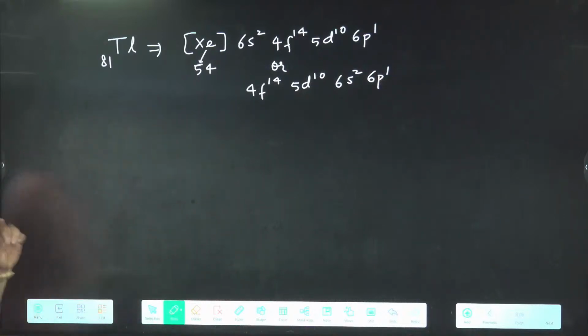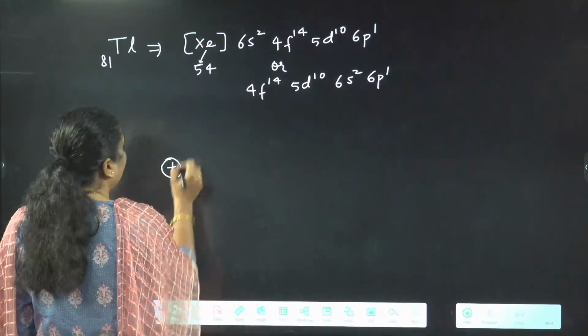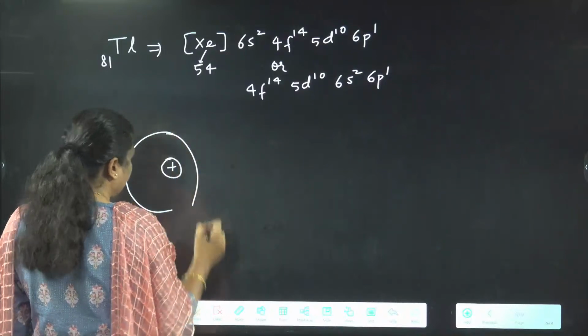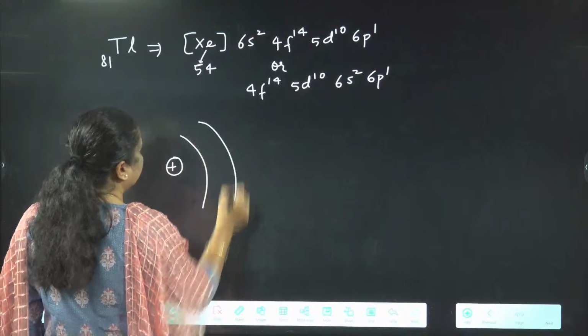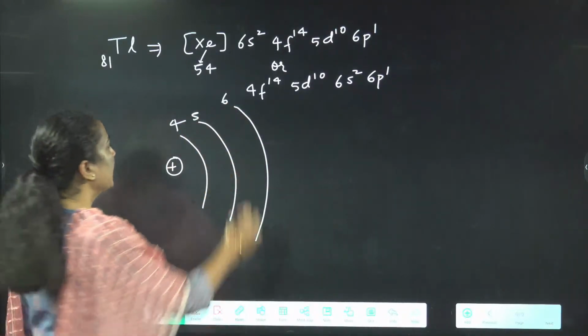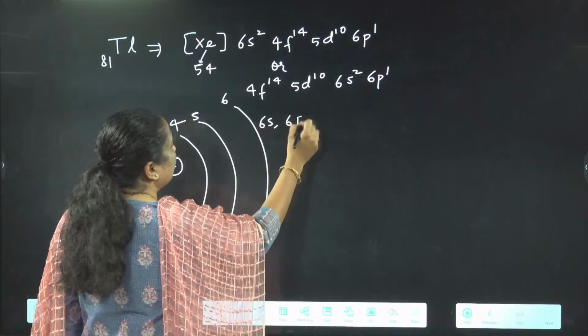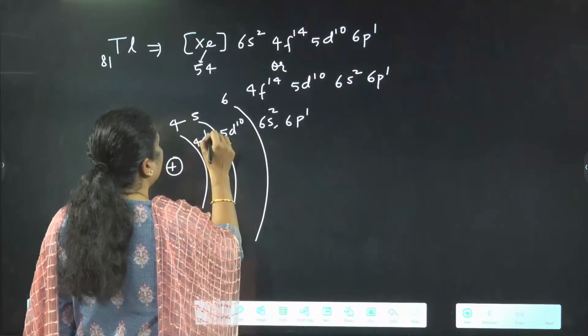Right? Now I'm making you understand what this inert pair effect is. Why does the stability of +1 increase more down the group? Suppose this is the nucleus, and I'm showing the 4th shell, 5th shell and 6th shell. Here you are having 6s and 6p. There are 2 electrons, 1 electron here. This is 5d10. This is 4f14.